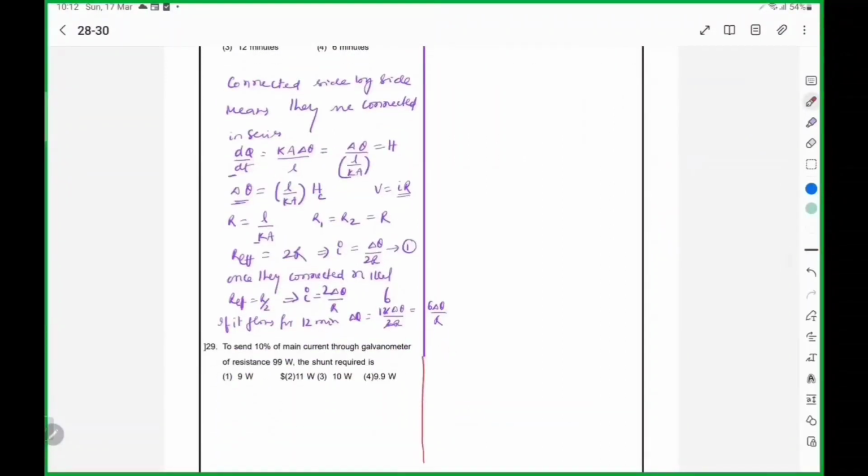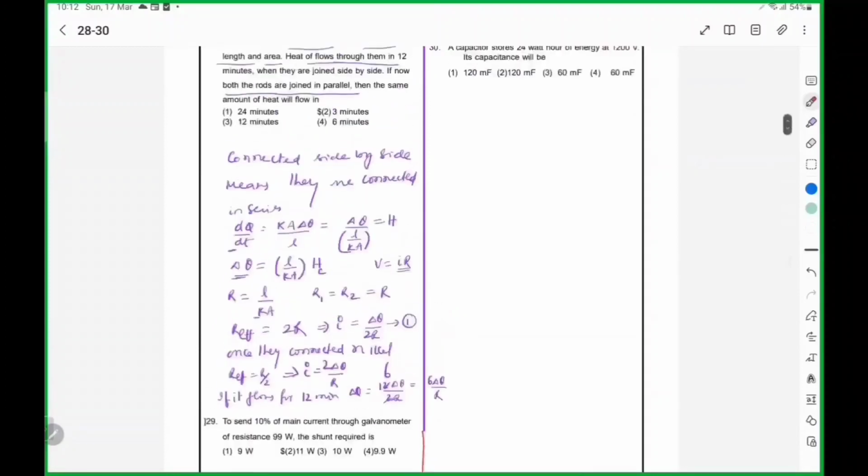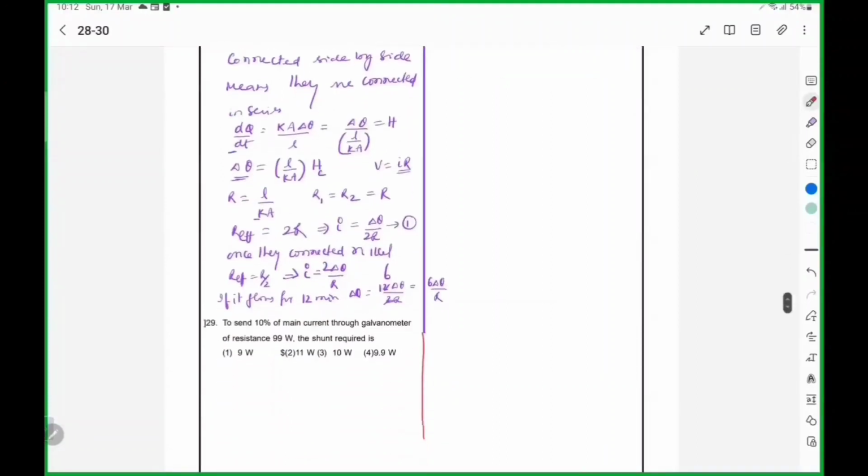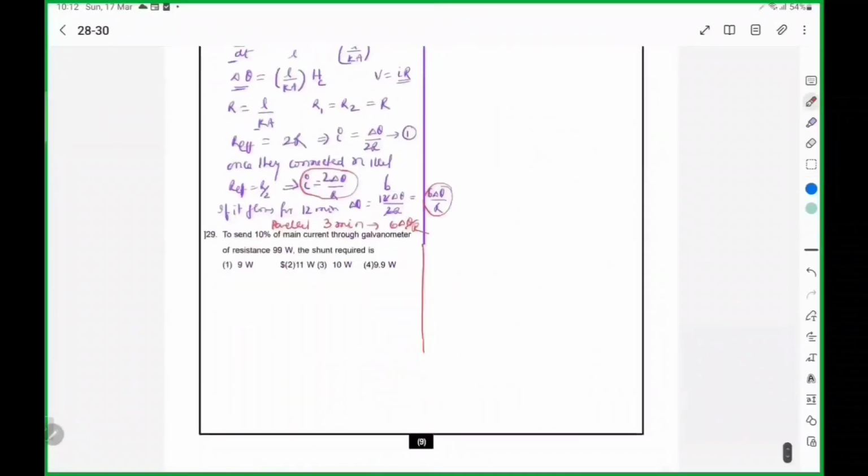Now, what question is here? If now joined in parallel, then the same amount of heat produced. So same amount of heat produced when they are connected in parallel, amount of heat produced per unit time is this. To get 6 delta theta by r, you should multiply it by 3. That means when they are connected in parallel, if heat produced for 3 minutes, then we can have the same heat current. That is 3 minutes is the answer.